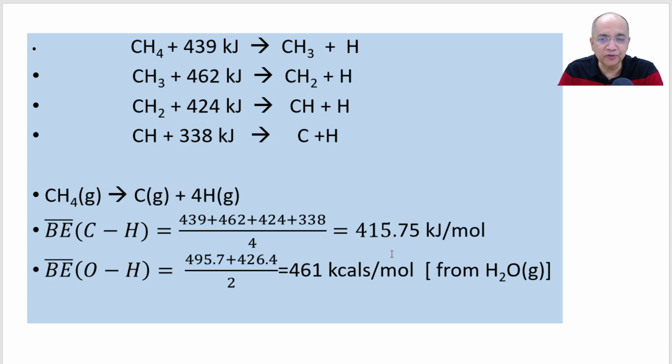is 415.75, right? It may not be the same as the C-H bond energy in ethane. It may be different because that is the average of 6 C-H bond energies.